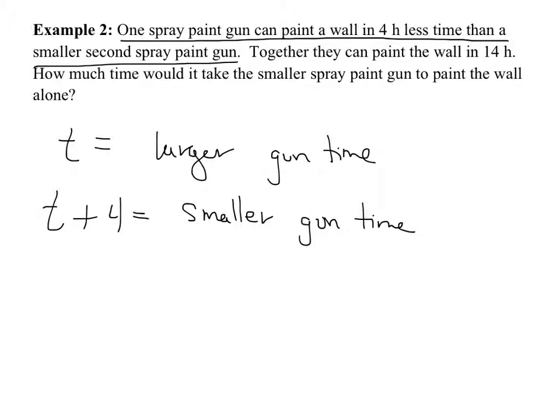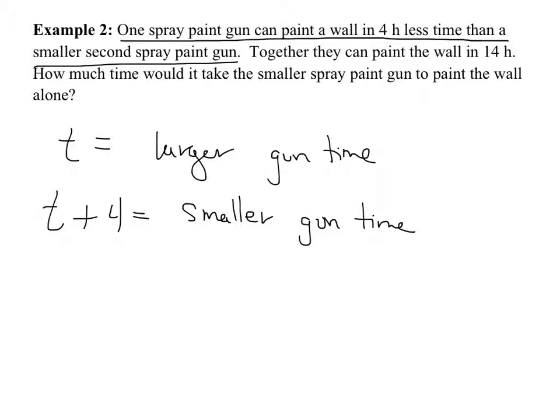If it took the larger gun 5 hours, it would take the smaller spray paint gun how long? 9 hours. So after 1 hour, how much of the wall will the smaller spray paint gun get done? 1/9. 1/5 and 1/9. Agreed? After 2 hours, the larger gun will not be 1/5, but how many fifths of the wall? 2/5. The smaller gun would be how many ninths? 2 ninths.